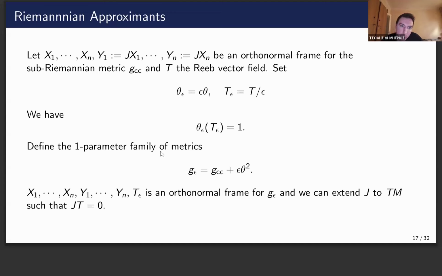And then we can define a one-parameter family of metrics as follows. So it's G epsilon equals to G_CC. G_CC is the sub-Riemannian metric. Now, what does CC stand for? This means essentially Carnot-Carathéodory.